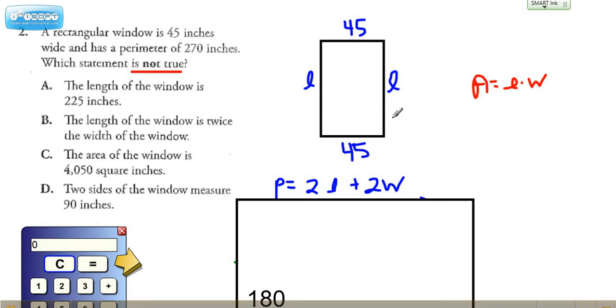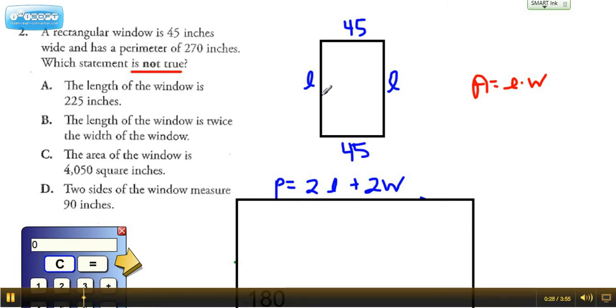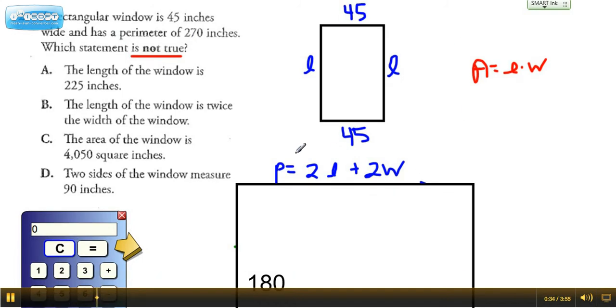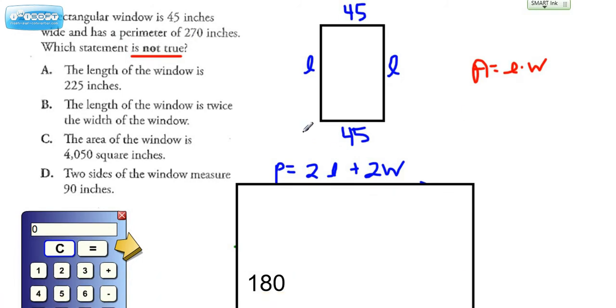Now let's draw the window and label what we know. So we know that the width is 45. We don't know the length, but we do know the perimeter. They give us the perimeter. And you may recall from 5th grade that one formula that you can use to find the perimeter of a rectangle is perimeter equals 2 times the length plus 2 times the width. Or you can just add up all this and have it equal 270. That's another option.